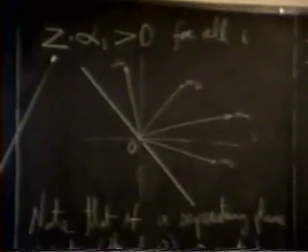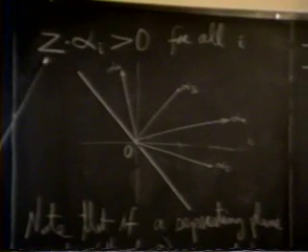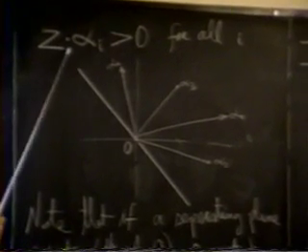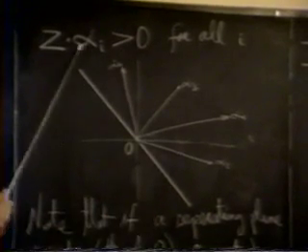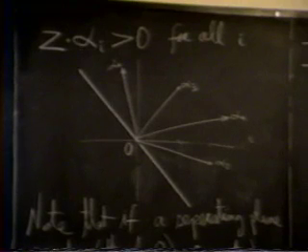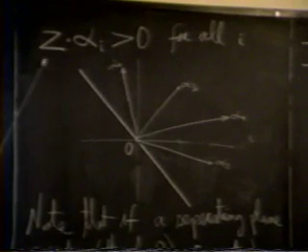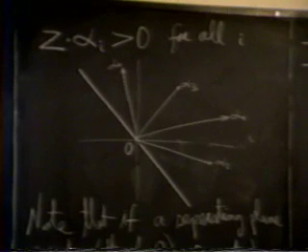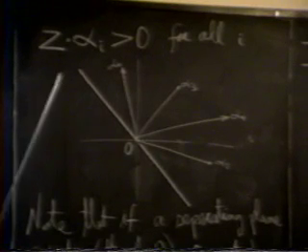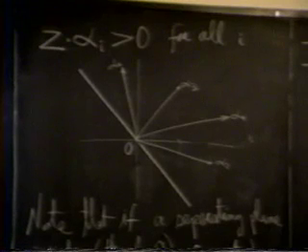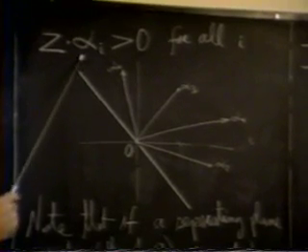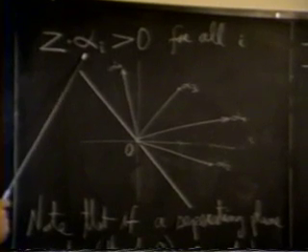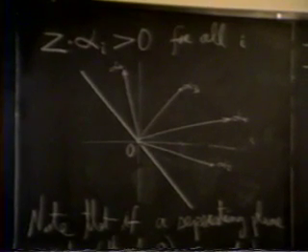Namely, we are looking for a vector z such that the dot product of z with alpha i would be positive for all i. Remember that alpha i is a vector now, not a number. And again, this is a dot product which we have defined before, namely the sum of the cross products. In this form, essentially we're looking for a vector z such that its dot product with the whole set of alpha i vectors are all positive.